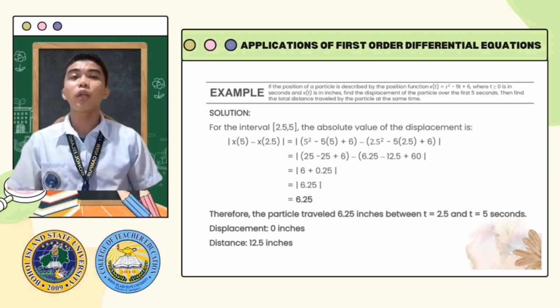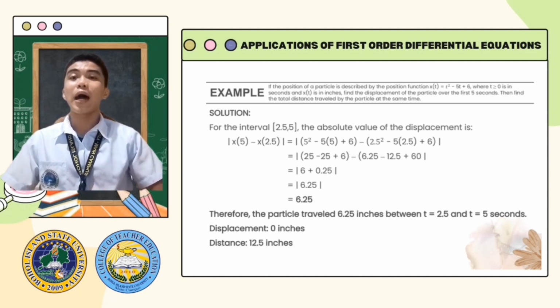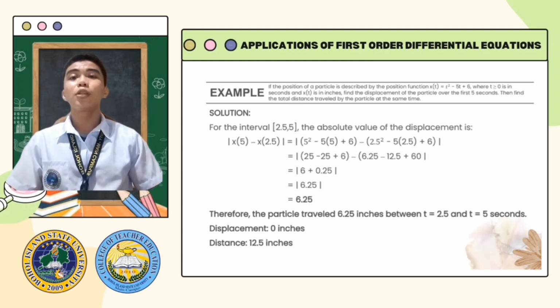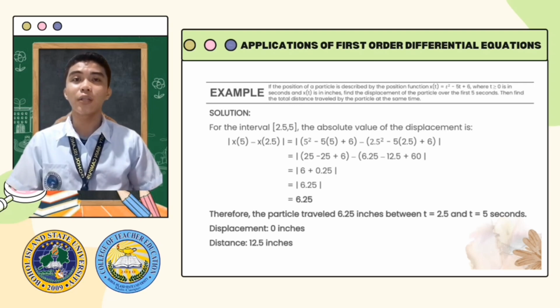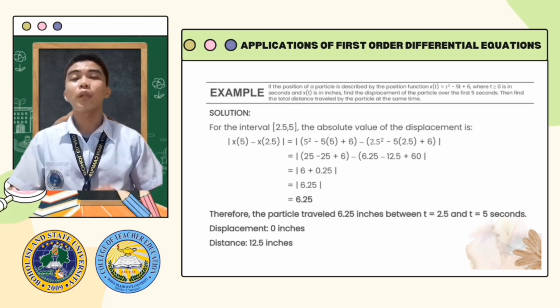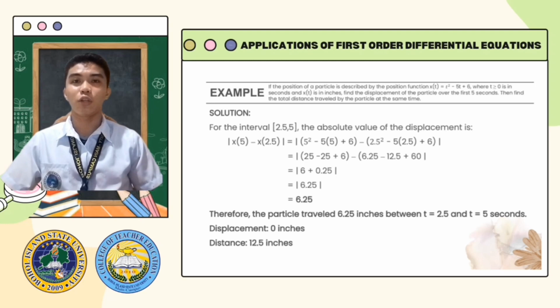So our total distance traveled by the particle is 12.5 inches because we just add the displacement value from 0 seconds to 2.5 seconds and the displacement value from 2.5 seconds to 5 seconds, which are both 6.25. So we add 6.25 plus 6.25, which is equal to 12.5 inches. That is the total distance traveled by the particle.